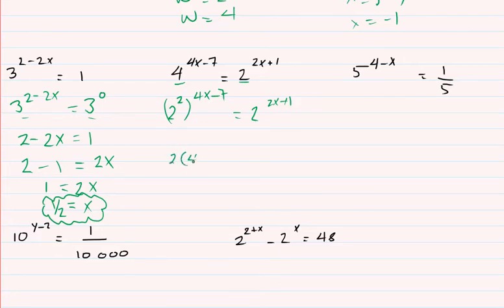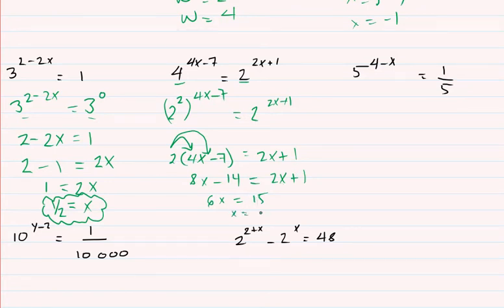2 times 4x minus 7 is equal to 2x plus 1. So this is 8x minus 14 is equal to 2x plus 1. All I did here is I multiplied the 2 into the bracket. So 8x minus 2x, 6x is equal to 1 plus 14, 15. And we have x is equal to 15 over 6.